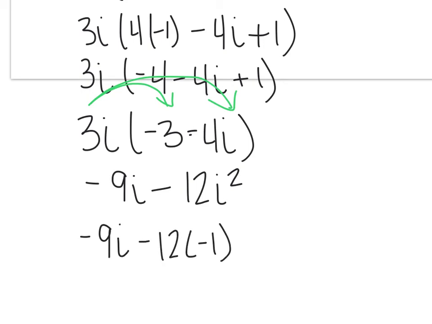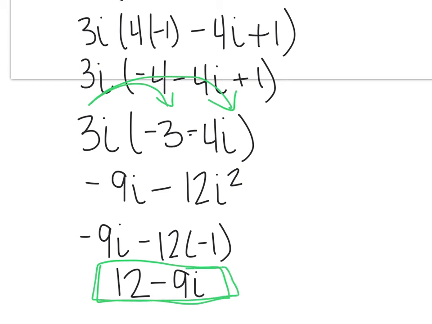And now I can finish the problem. -12 times -1 gives me a +12. And I still have 9i. I just rearranged them because, again, the book likes the i to come last in the answer. So you should have ended up with 12 minus 9i. That took a little bit of time. That was a long one.